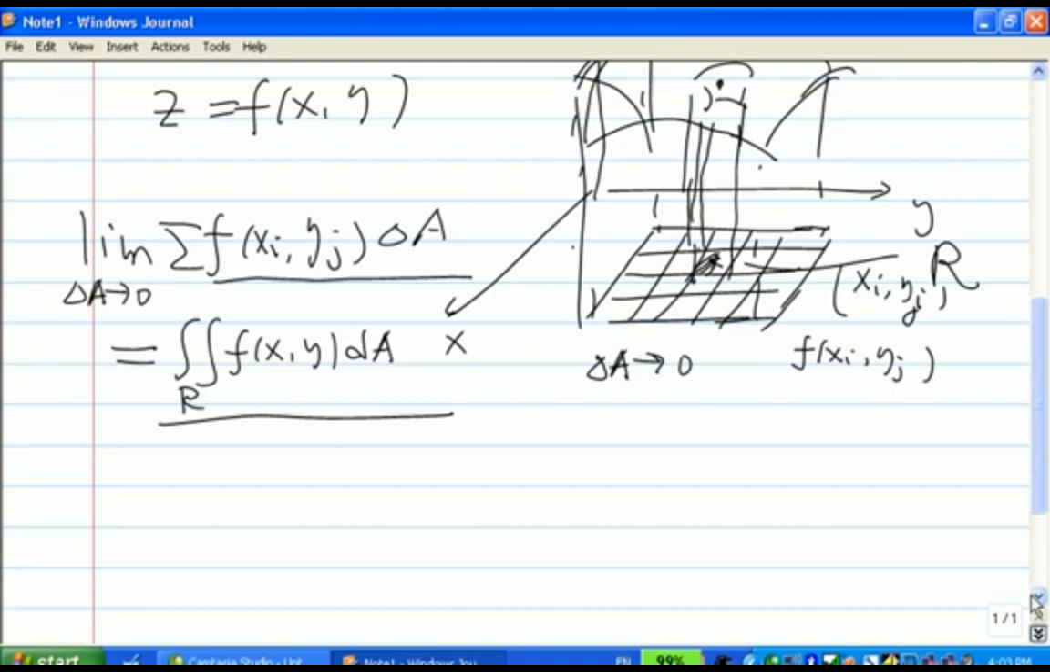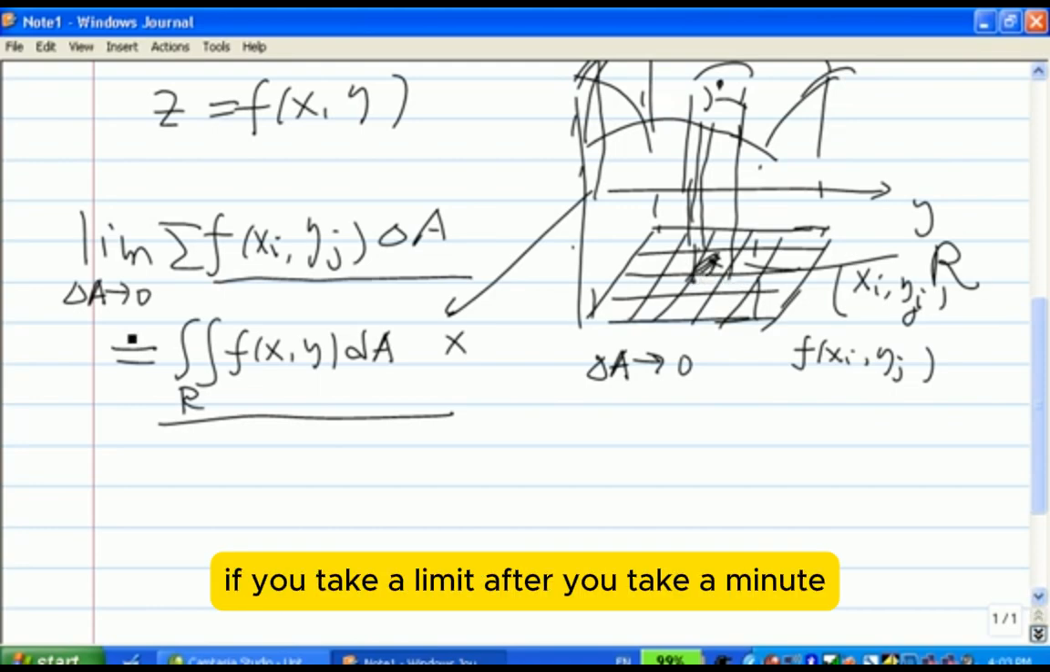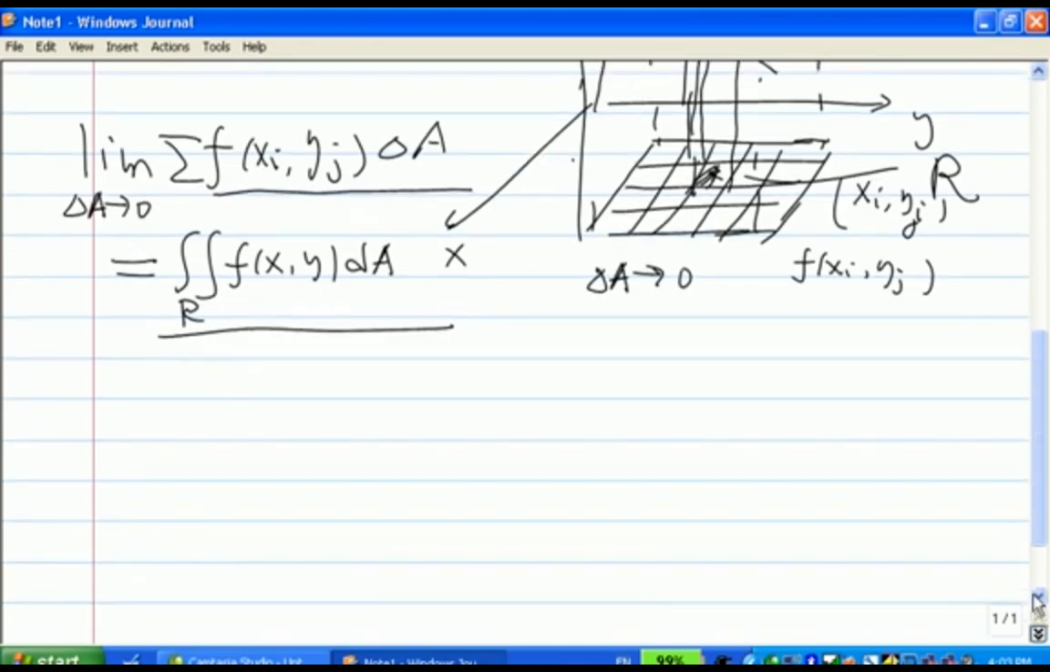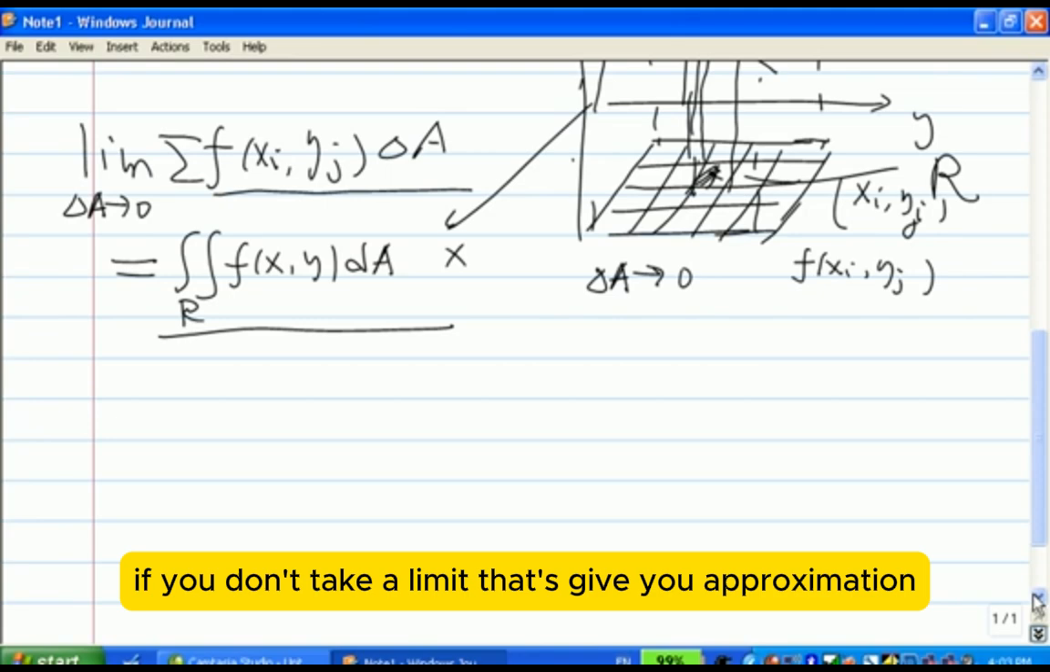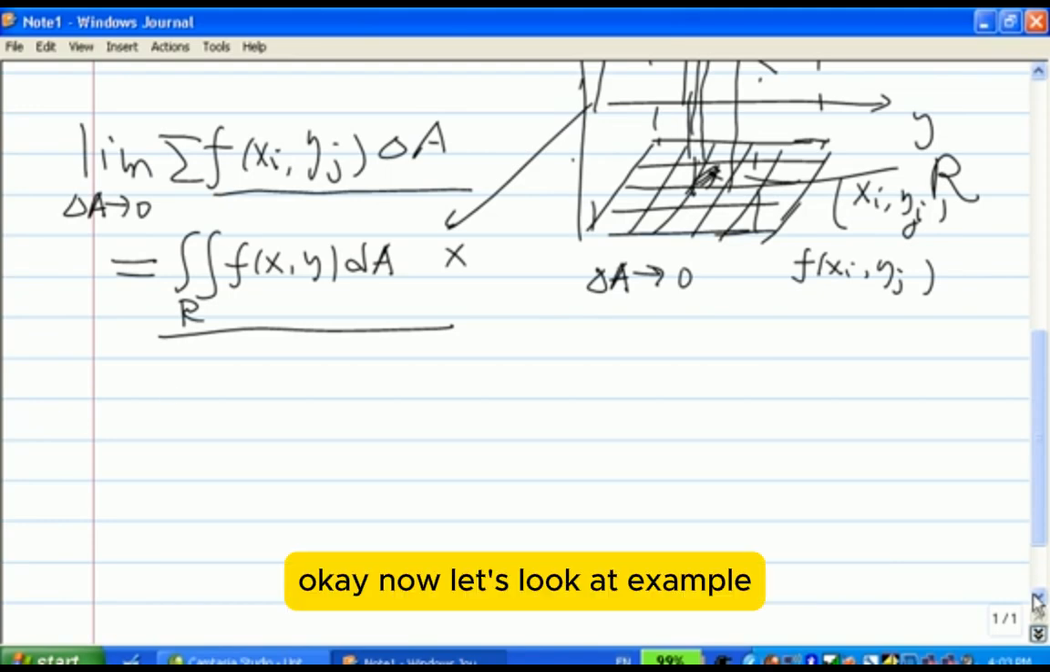Again, which sample point you pick doesn't matter after you take a limit. If you don't take a limit, that gives you an approximation. If you take a limit, it will give you the exact volume under the surface. Okay, now let's look at an example.